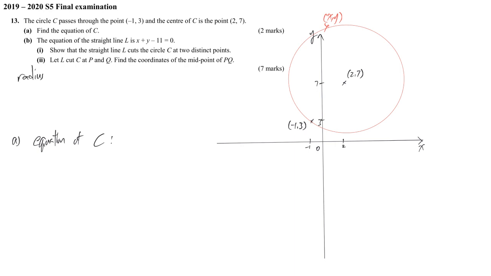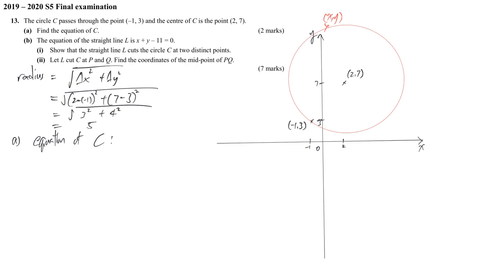The radius of circle is equal to the distance between these 2 points, which is the square root of delta x squared plus delta y squared, from Pythagoras theorem. Delta x squared, the difference between 2 and -1, so we just simply write (2 minus -1) squared. And then the height difference is 7 and 3 difference, that means (7 minus 3) squared. Therefore, it's square root of 3 squared plus 4 squared, then we get 5. So the radius here is 5.